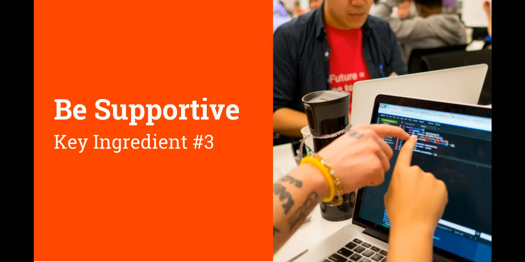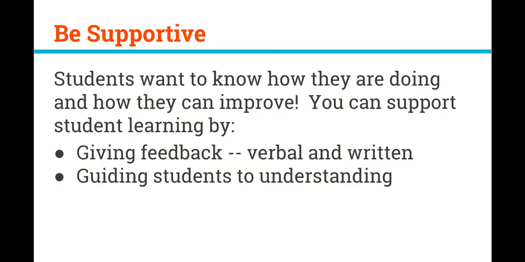Now we'll move on to our final key ingredient, being supportive. Students want to know how they can improve. There are 2 ways you can help them improve: 1, by giving feedback, verbal and written, and 2, guiding students to understanding. We'll talk about both of these in greater detail now.